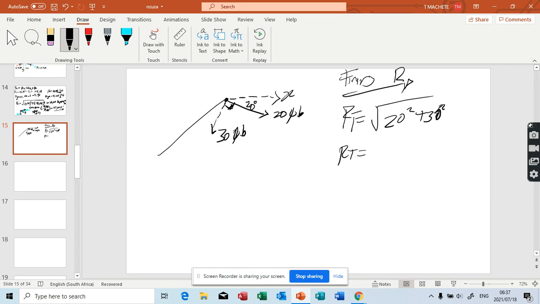You're going to get 36.1. It's 36.055 or 36.1. 36.055 lb. Did you get that?